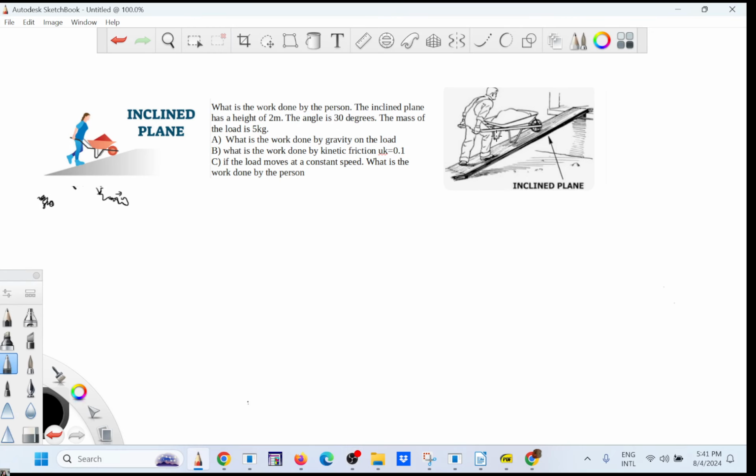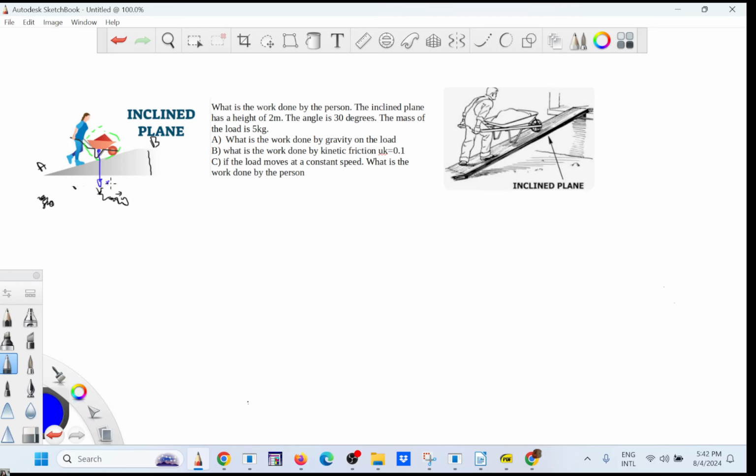Okay, so the next one is about an inclined plane. For the load to go from point A to point B, the person has to do work against gravity, but also against friction.